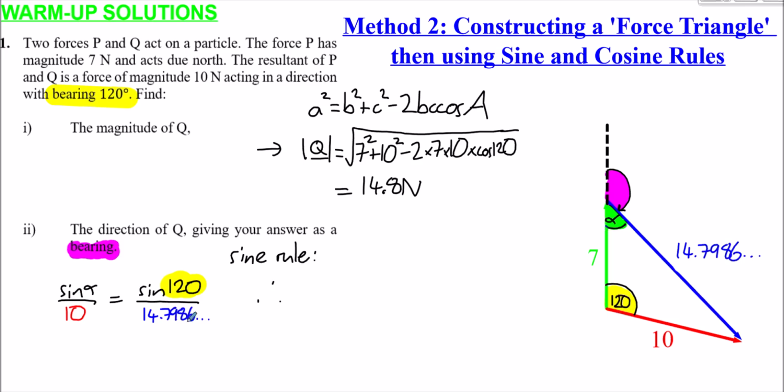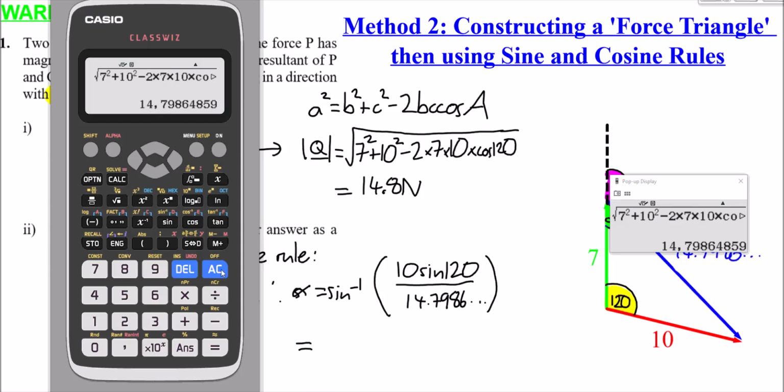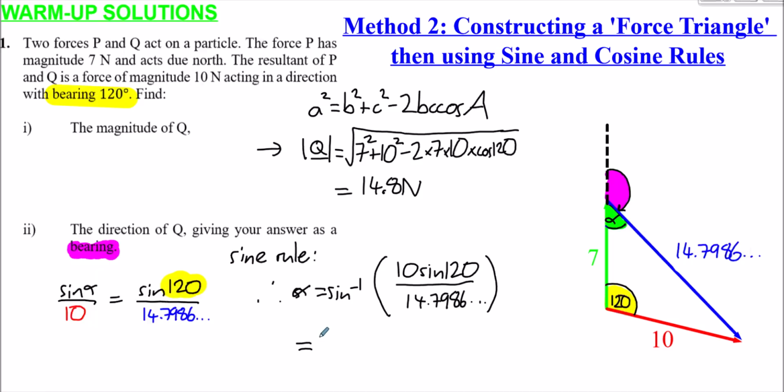So what we can do here, we can multiply both sides by 10 and then do inverse sine. So alpha is going to be sine minus 1 of 10 sine 120 divided by 14.7986 and so on. Now this answer is already stored on the calculator, so we can leave it there so the calculator maintains all the accuracy for us. So look, the answer should be there. So if I just do shift sine minus 1, 10 sine 120 divided by the previous answer stored, we get 35.8 degrees.